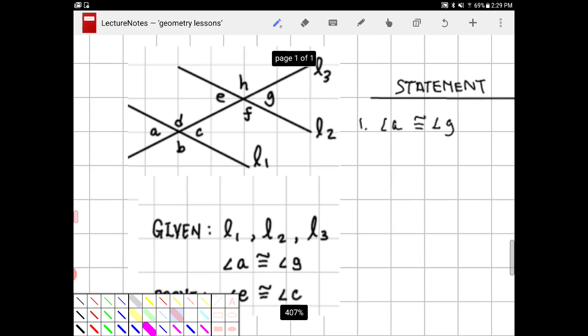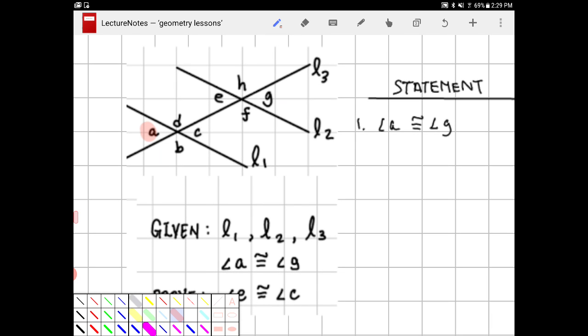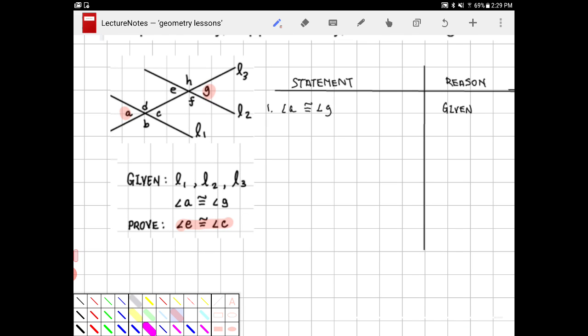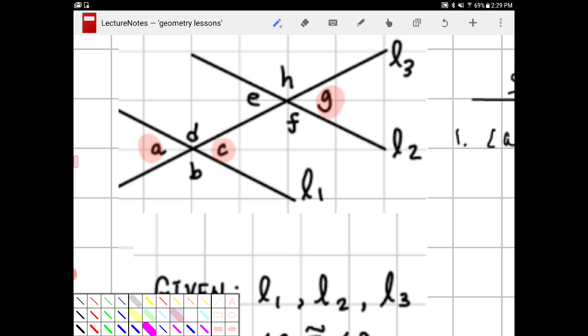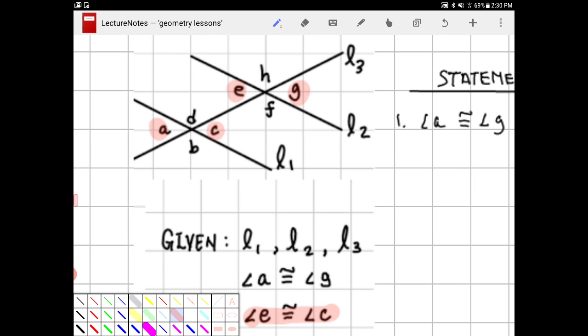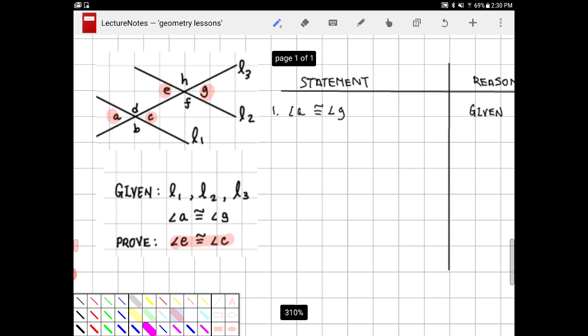Now that you had some time to think about this, angle A is congruent to angle G. I'm just going to draw all over this, recognizing that angle A is congruent to angle G, right? And we're trying to prove that angle E is congruent to angle C. So wait a minute, angle A is also congruent to angle C, and angle G is also congruent to angle E. So all the angles that are highlighted in pink, therefore, must be equal. So hence, angle E must be congruent to angle C.